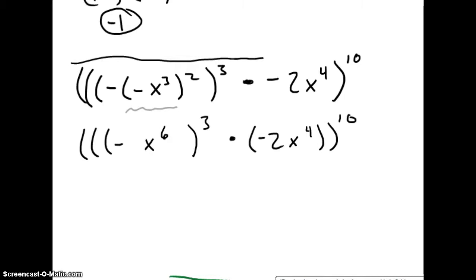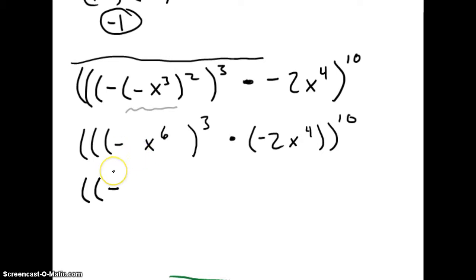So bottom line here is, if I have a negative coefficient and I raise it to an odd power, I'm going to end up with a negative as my final result. If I raise it to an even power, it will end up being a positive. So this is an odd power. I have a negative right there. It should stay negative.